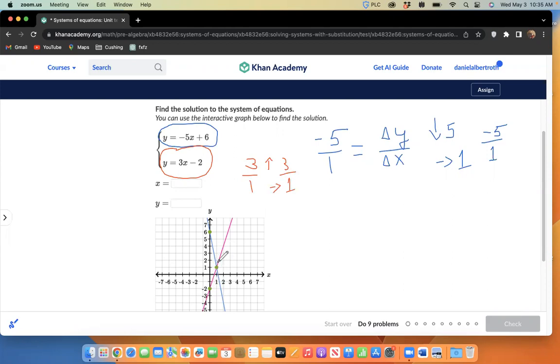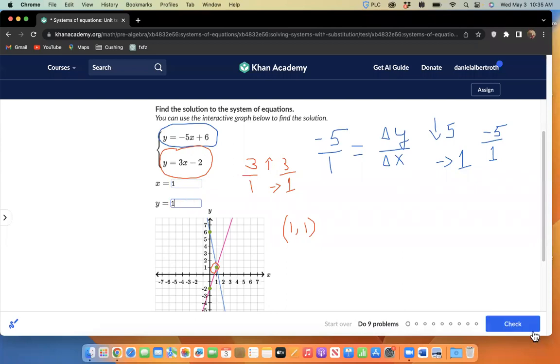So it looks like our solution is here. The x value is 1, and the y value is also 1. So the solution is 1, 1. X is 1, y is 1. So that's what I'm going to put in my answer box. All right, very nice.